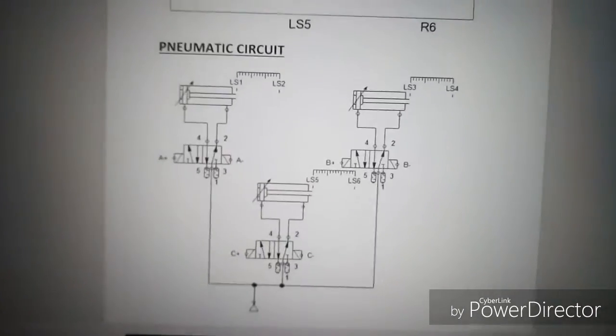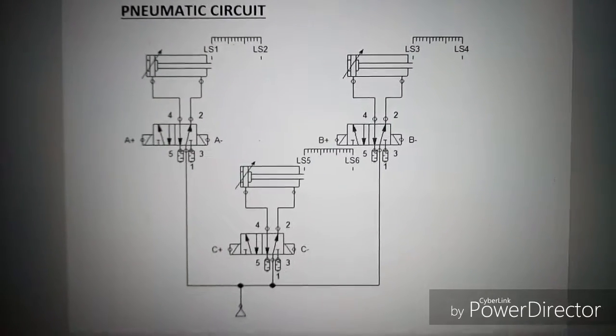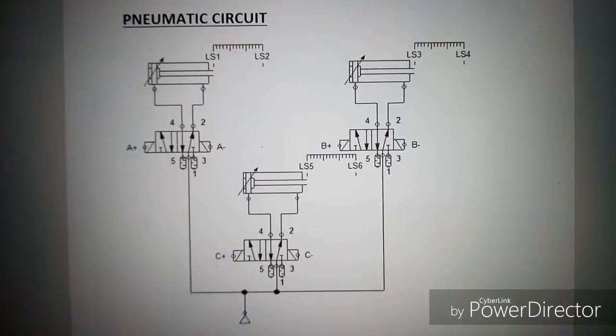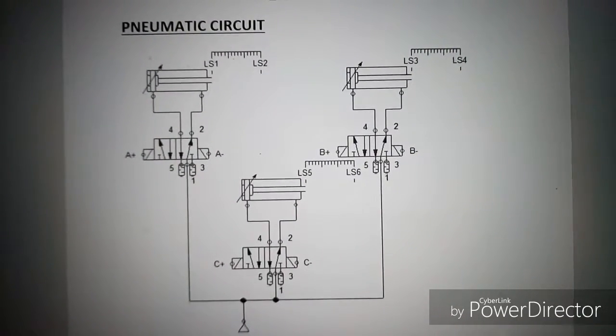The next part is my pneumatic circuit. My pneumatic circuit shows that cylinder A is located in the upper left, cylinder B is located in the upper right, and cylinder C is located below A and B.